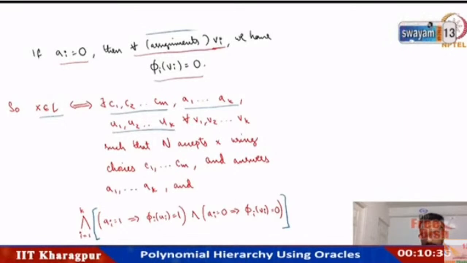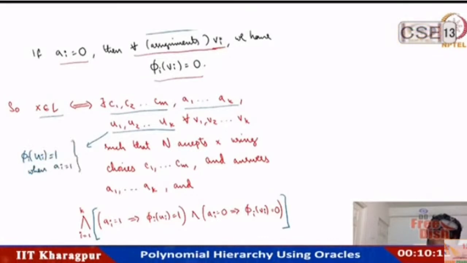there are U1 to UK satisfying assignments for the cases where, this is important, AI equals 1. So phi I of UI equals 1 when AI equals 1, and there exists a UI. That's why all of these three things come under the existential quantifier.